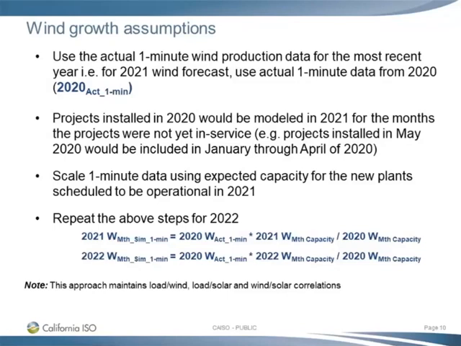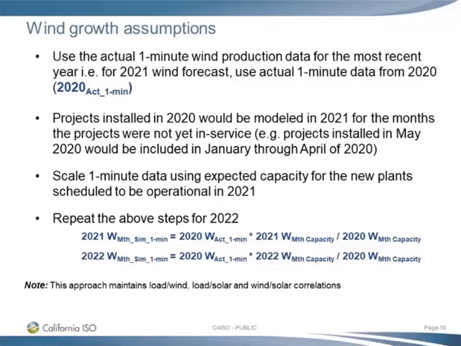So we go back and look at 2020, the capacity that we had existing in terms of wind. So we have the 1-minute profile. So the wind 2020 1-minute profiles, we know what the capacity was in 2020. We know what the expected capacity based on the survey is going to be in 2021.